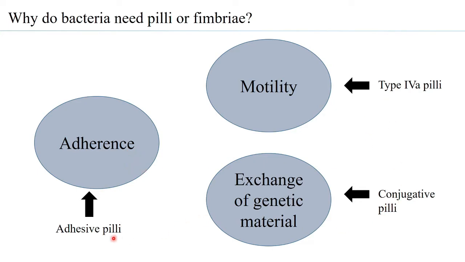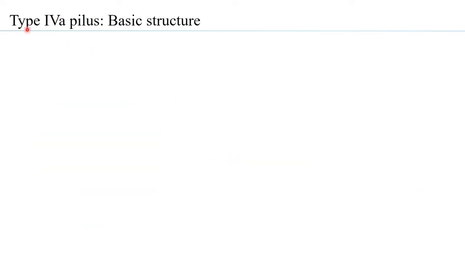So different types of pili can exist, and those different types of pili can contribute to the different functionalities of pili and fimbriae in general. Now let us move on to understand the basic structure of type 4 pili, with the idea that one would be able to understand the basic architecture of any pili, whether it is the type 4 pili, the conjugative pili, or the attachment pili.